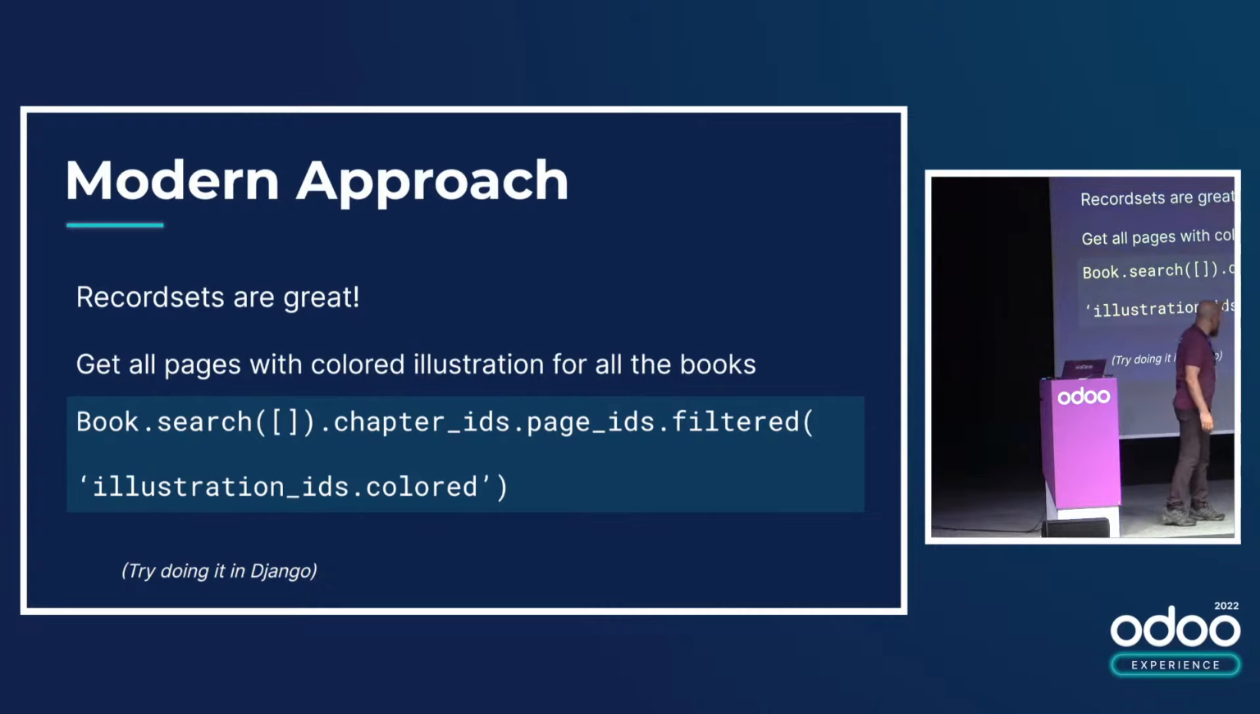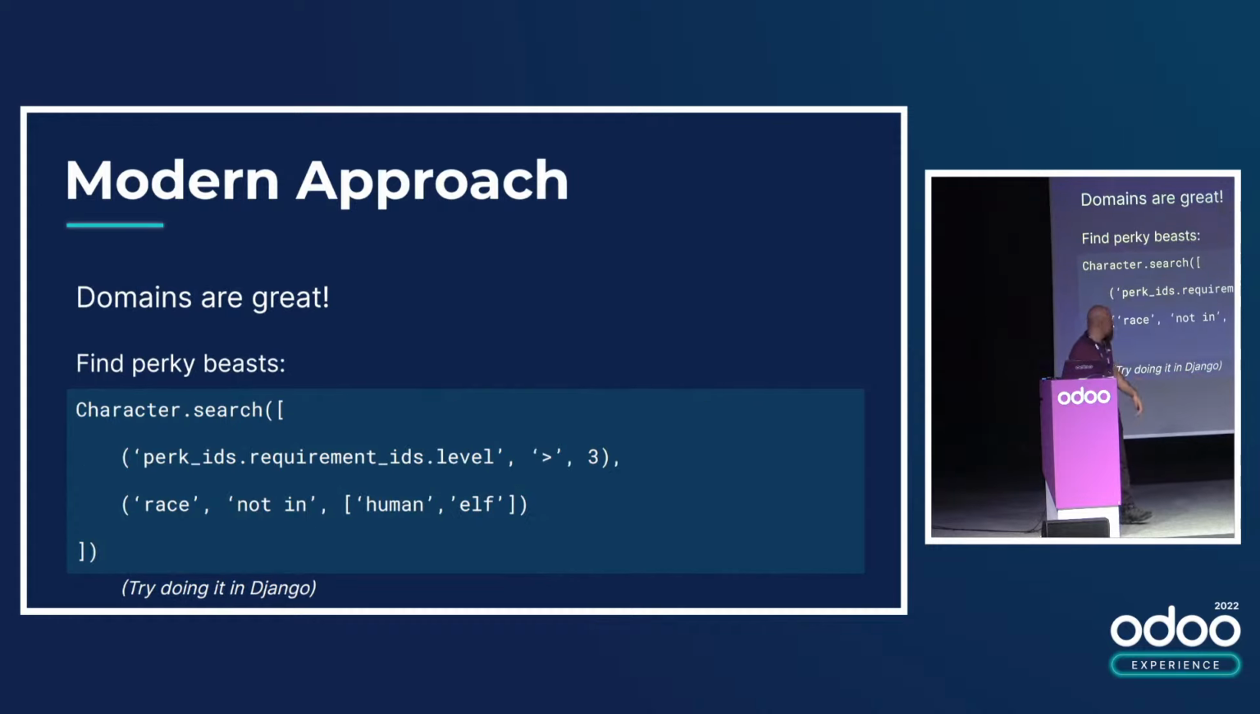In Odoo, we have the ORM, which is quite fantastic. You can see I'm trying to find all the colored illustrations, the pages with colored illustrations, of all chapters of all books. Try doing it in Django or SQLAlchemy. You will see it can't be this simple. Also, I'm searching here 3 different databases at the same time with one single line of code, and I can combine them in many different ways.